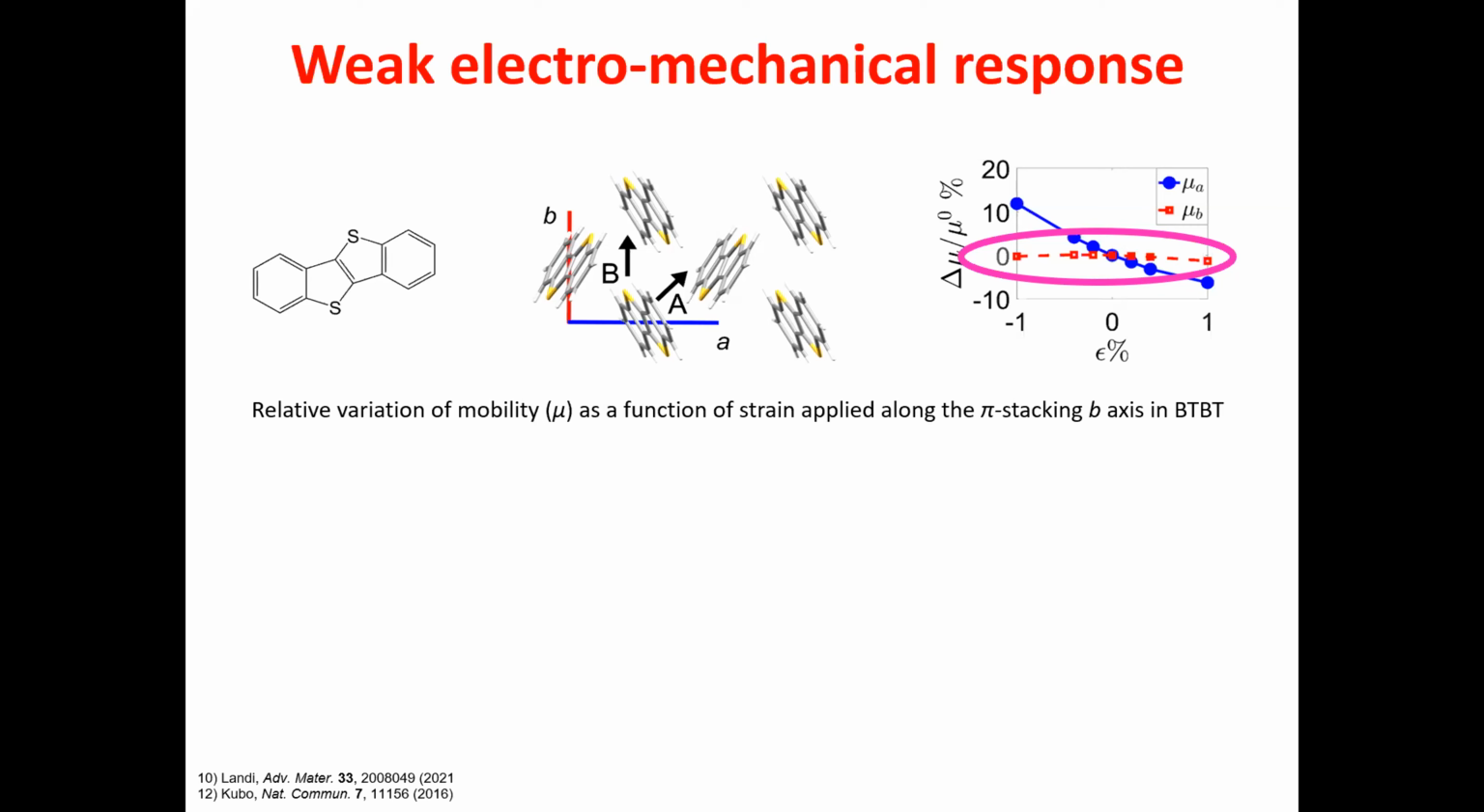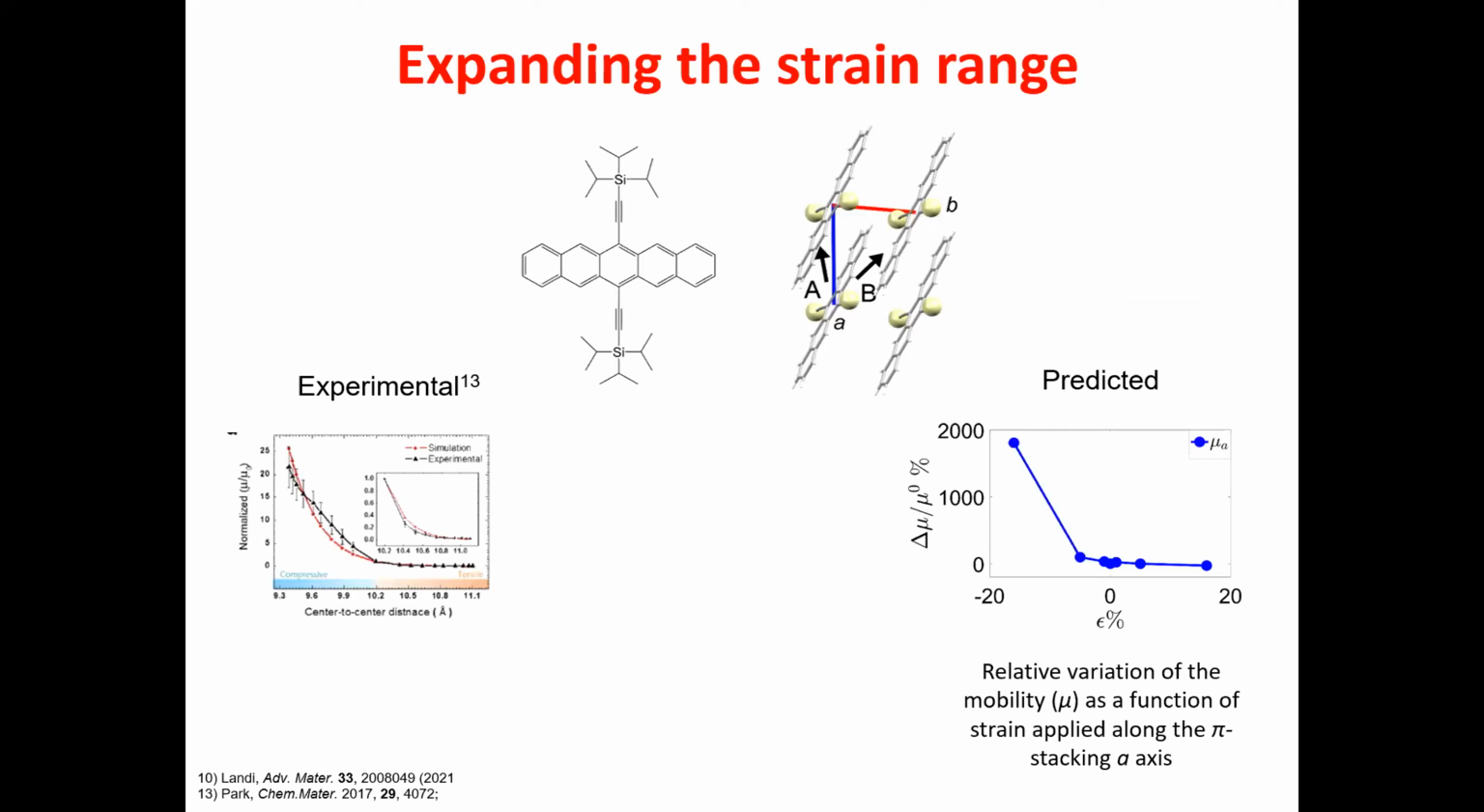As you may have noticed, so far we have focused on a limited range of applied deformation, since the vast majority of organic semiconductors have never been analyzed under strain larger than 3%. A remarkable exception is TIPS-pentacene, for which charge mobility has been measured under both compressive and tensile strain up to 16.7%, showing an outstanding increase in the charge carrier mobility under compression, a behavior well reproduced by our methodology.